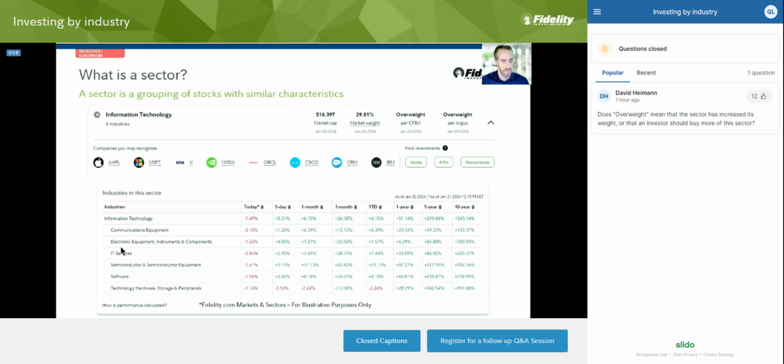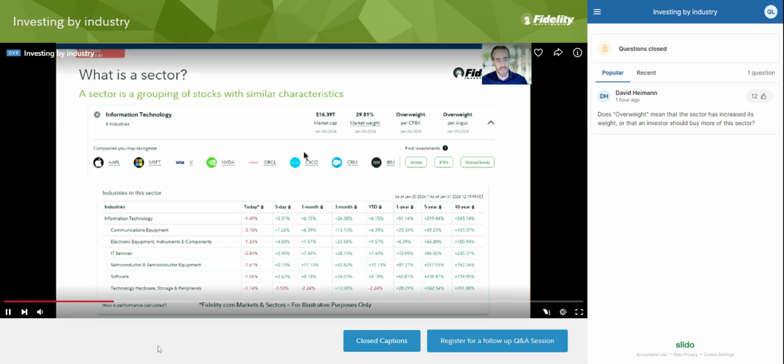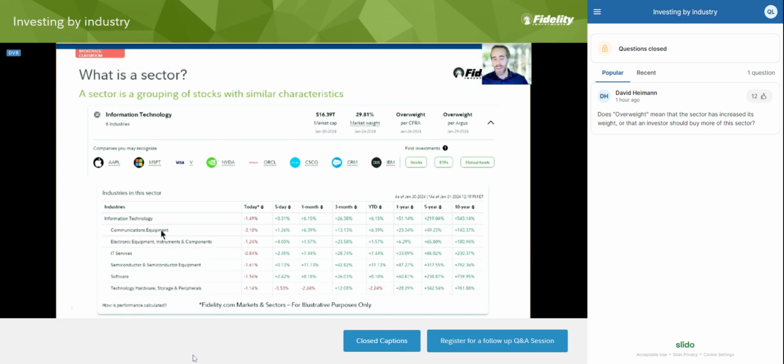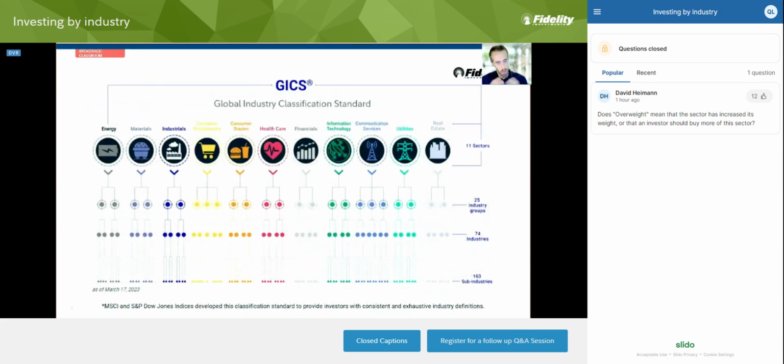We've got companies such as, what do we have here? Cisco, which would fall under the communications equipment portion. So this is how we can move from a sector to a stock, but there is quite a lot in between. And that's where it comes down to the Global Industry Classification Standard.